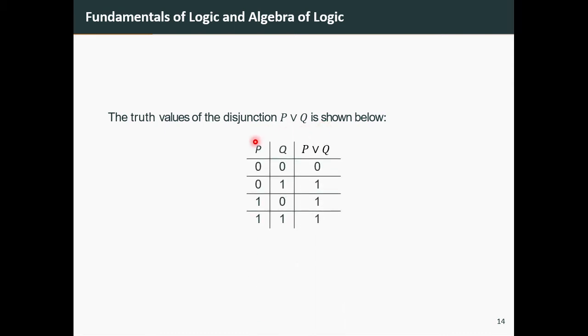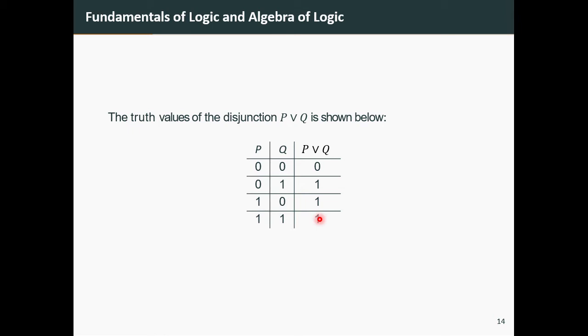So as you notice, if P is false and Q is false, the disjunction P or Q is false. On the other hand, if P is false but Q is true, then the disjunction is true. If P is true and Q is false, we see that the disjunction is still true. Finally, if P is true and Q is true, the disjunction is also true.